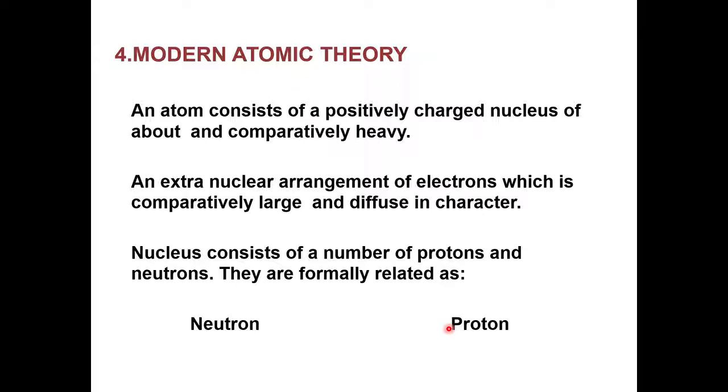So, now we can summarize modern atomic theory as follows: an atom consists of a positively charged nucleus, which is comparatively heavy, because a proton is heavier than an electron, and then it has an extranuclear arrangement of electrons which is comparatively large and diffuse in character. That means electrons are hanging around in a spherical space around the nucleus. The nucleus consists of a number of protons and neutrons, and they are interrelated.